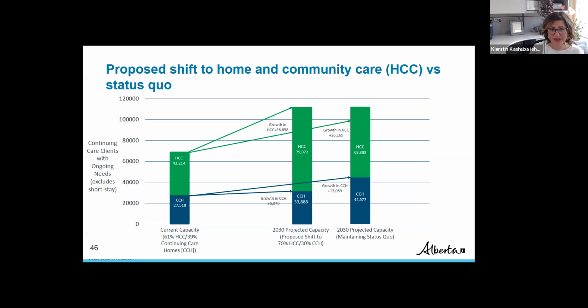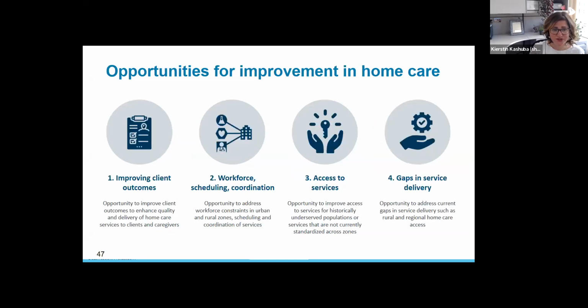You will note though, that there is still an increase in both facility-based continuing care as well as home and community care. Next slide. So opportunities for improvement in home care. In order to improve client outcomes, there's opportunity to enhance quality and delivery of home care services to clients and caregivers.